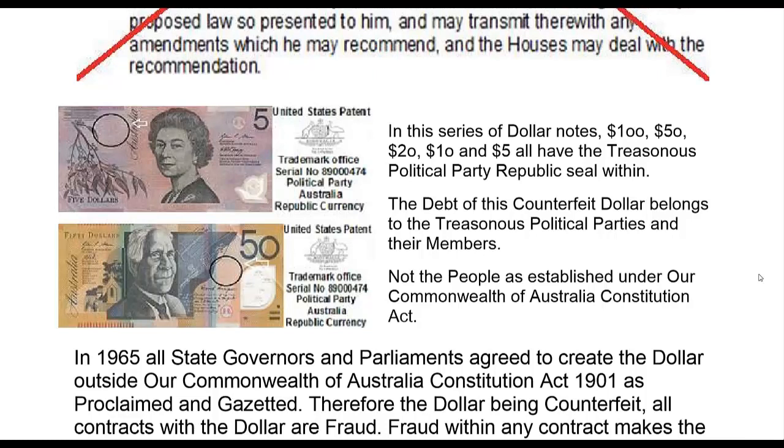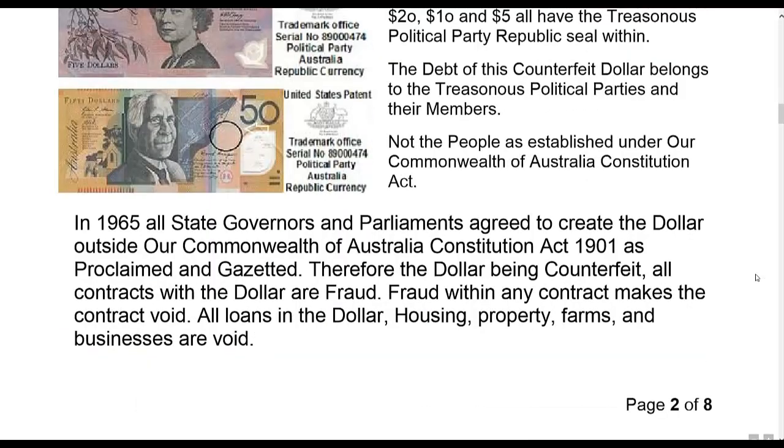people as established under our Commonwealth of Australia Constitution Act 1901 as proclaimed and gazetted. In 1965, all state governors and parliaments agreed to create the dollar outside our Commonwealth of Australia Constitution Act 1901 as proclaimed and gazetted. Therefore, the dollar being counterfeit, all contracts with the dollar are fraud. Fraud within any contract makes the contract void. All loans in the dollar, housing, property, farms and businesses are void.